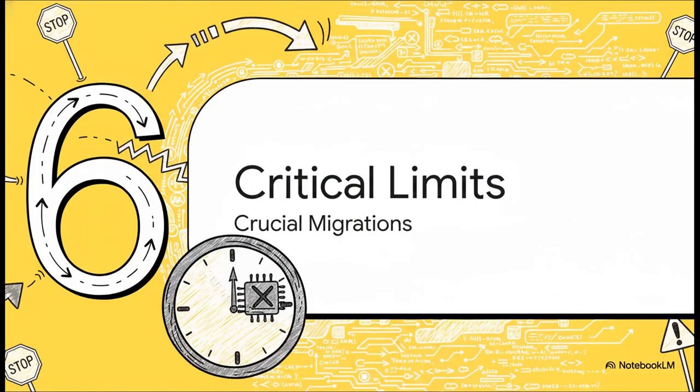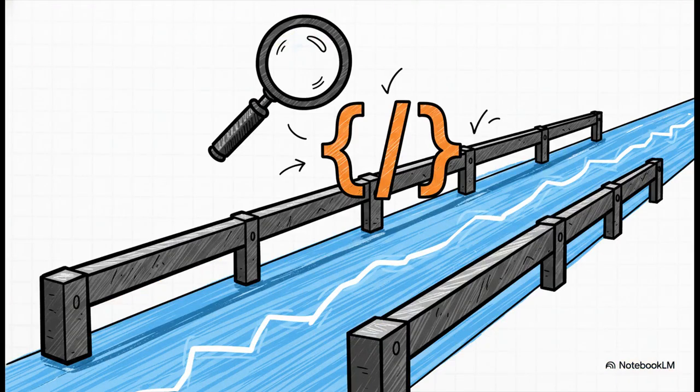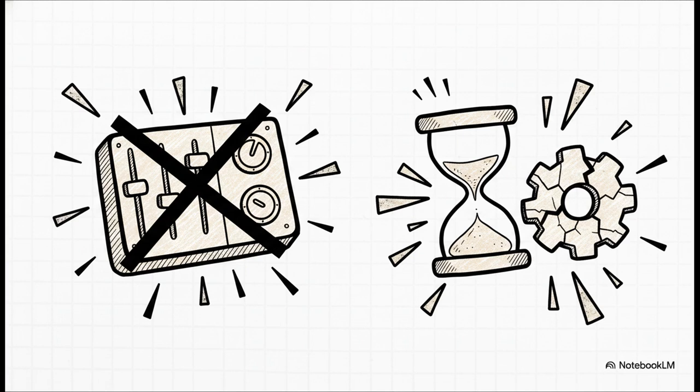Section 6, Critical Limits. Crucial Migrations. Okay, I want to execute a bit of a tonal shift here to act as a speed bump. Please pay very close attention to these breaking changes before you push anything to production. So the crucial point is that while Opus 4.8 is incredibly powerful, it has strict guardrails regarding parameters. Builders, you absolutely need to check your code bases for these specific rules right now. Here are your critical warnings.